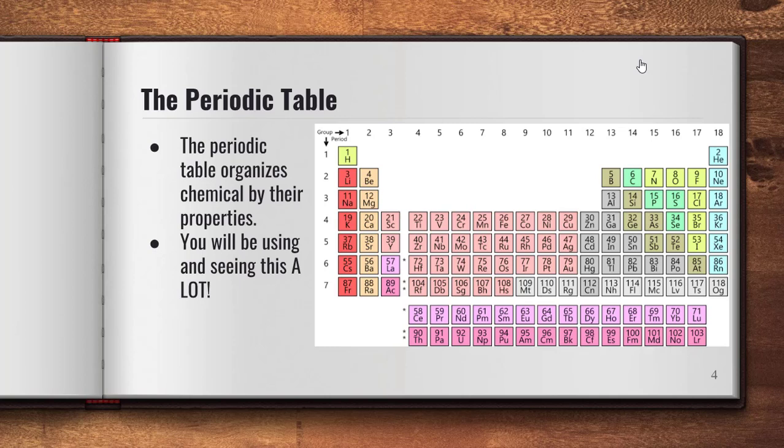But like I said, you'll be utilizing this a lot, and you'll notice that there are different colors. The different colors represent different groups and different areas in the periodic table, and those elements in those areas have different and unique properties. Like I said, we won't go through all of the different properties today, but this is something you definitely want to become more familiar with.